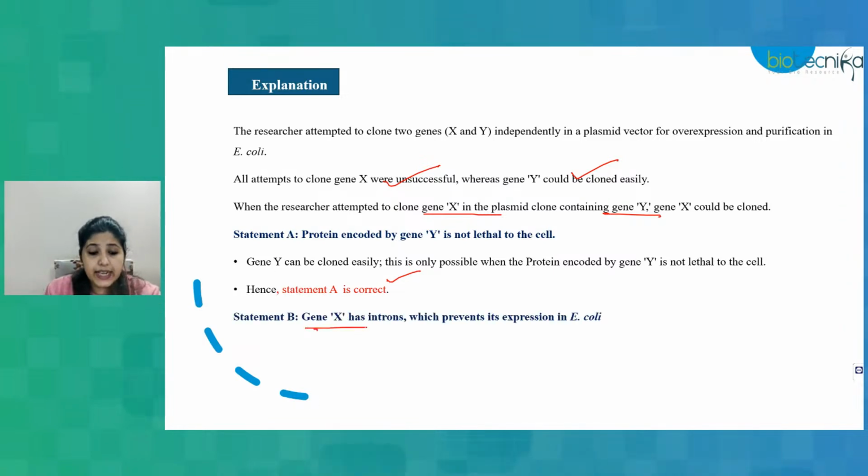Then statement B: gene X has introns which prevent its expression in E. coli. If this were the case, then when we are trying to clone it along with gene Y, it would also have been unsuccessful.